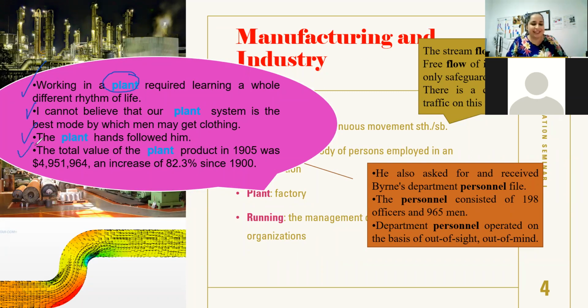And the last, like I said, this was a challenge because it included a lot of numbers. The total value of the plant product in 1905 was $4,951,964, an increase of 82.3% since 1900. Practice that one, okay? Everyone, write it down and keep on reading it. The only way to learn it is practicing.